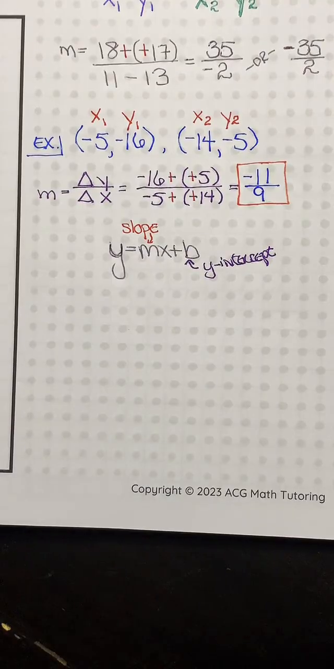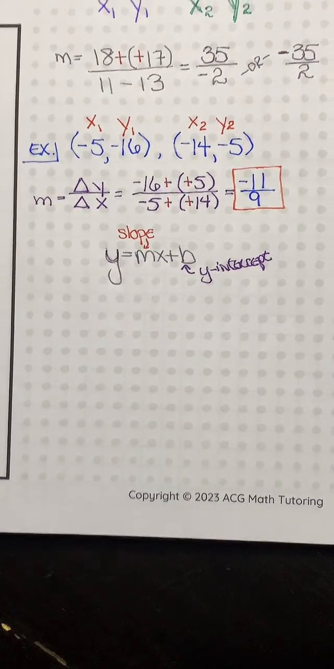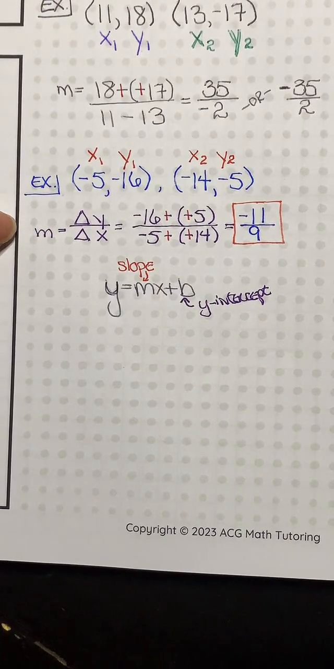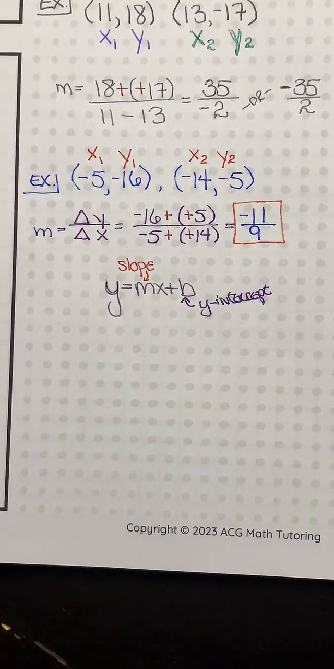So we already did the hard work of finding the slope, and we're going to use that last equation that we just did. And you're like, Audrey, but it's a fraction. I know. We have to get over our fears of fractions, people.